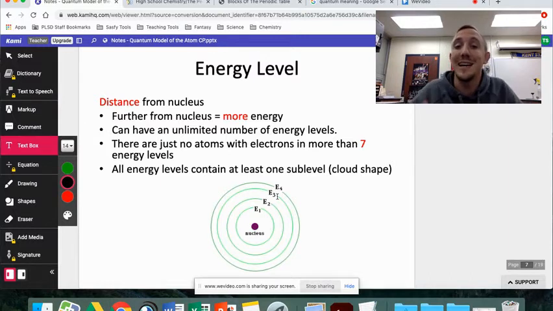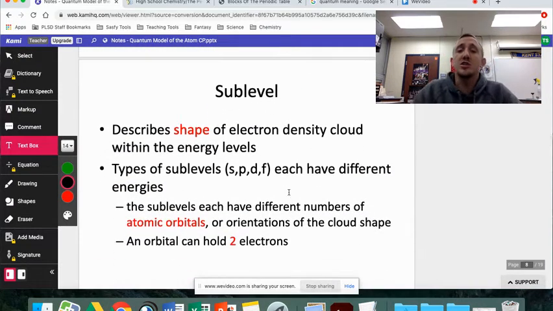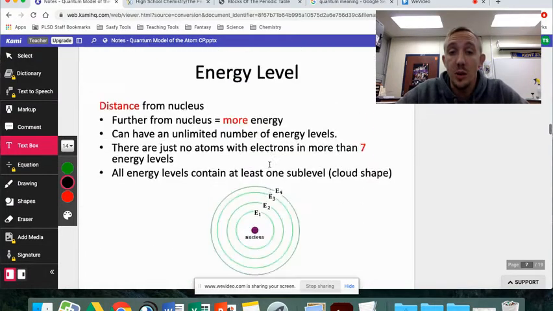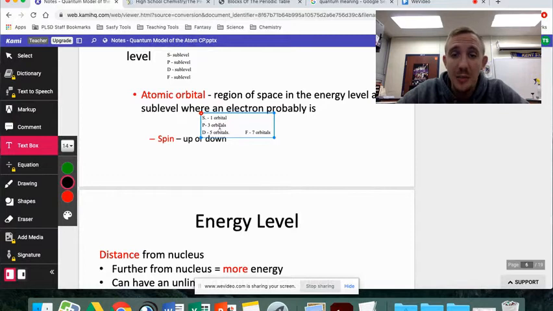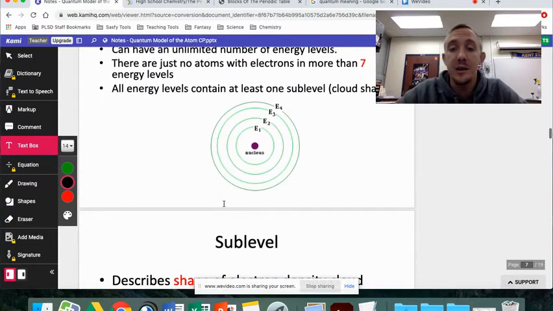All energy levels contain at least 1 sublevel, or cloud shape. We'll be talking about these sublevels in a second. Your sublevels describe the shape of an electron density cloud within that level. There are types of sublevels: S, P, D, and F. The sublevels each have a different number of atomic orbitals. If you're confused, I told you how many orbitals are in each sublevel. Sublevel is the letter; orbitals are the regions of space in that sublevel.